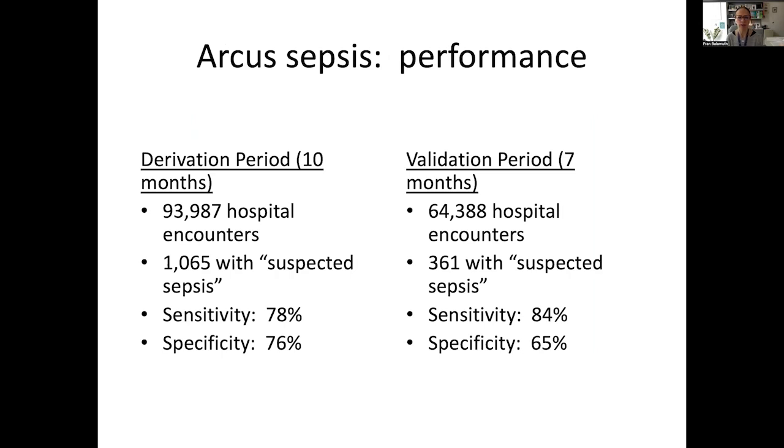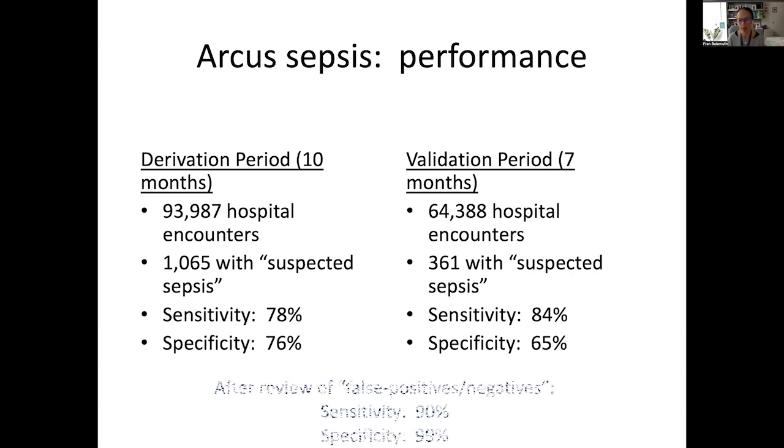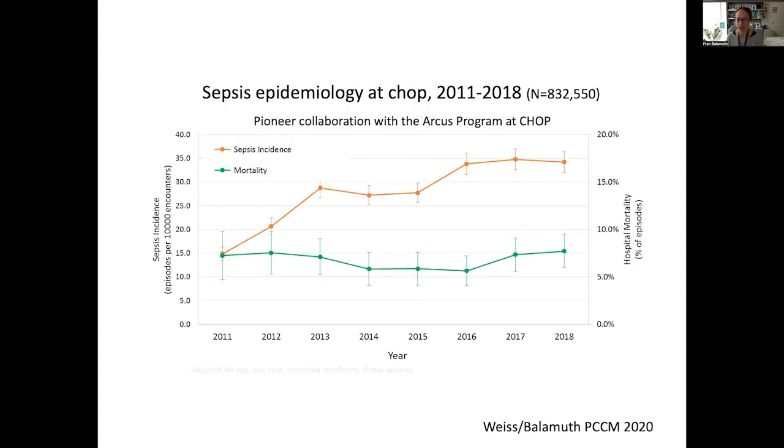And then we used that to both derive and validate this tool over 2 different time periods. And you can see that the sensitivity and specificity compared to a medical record review reference standard was decent, similar, in fact, to an adult tool that this was adapted off of. And so we then used this to track sepsis epidemiology over time. This was published in 2020.